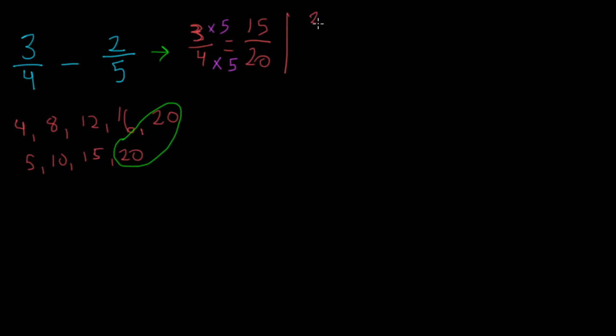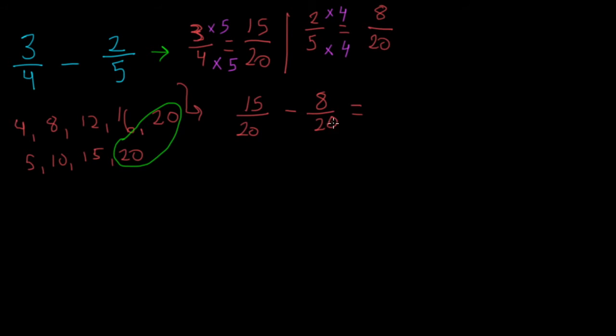And then we also have 2/5 is equal to something, again, out of 20. What do we need to multiply to get 20? 5 times 4 gives you 20. So whatever you do to the bottom, you also have to do to the top. 2 times 4 is 8. All right, so our new problem is 15 out of 20, 15 twentieths minus 8 twentieths.